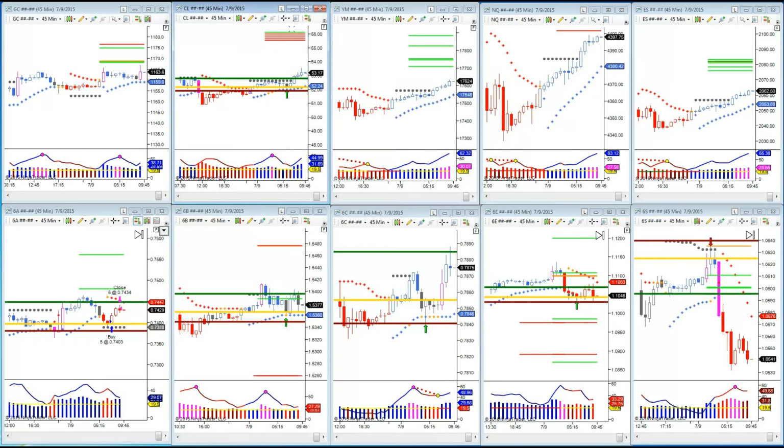On gold, we do have resistance up above us, you know, around the 1168-69 area. And this is from a 720 and a 180, okay? The daily is up at 1176, okay?